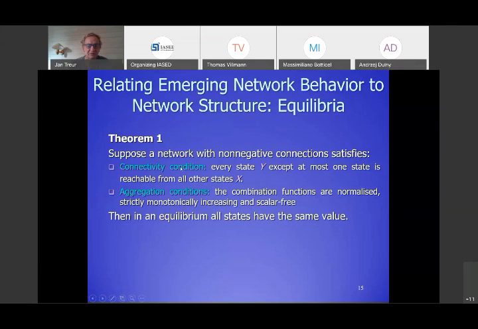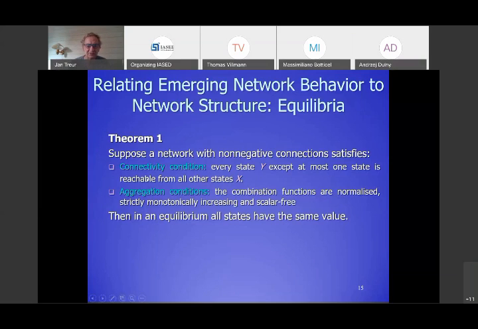If certain conditions on the network characteristics, on the structure of the network, which can involve connectivity, aggregation, or even timing, hold, then there is a conclusion about the behavior. In this case, the behavior will end up in the same value, a common value. And what are the conditions here? This condition says that every state should be reachable from every other state, except at most one. There can be one exception. In the example that I've shown, every state is reachable from every other state.